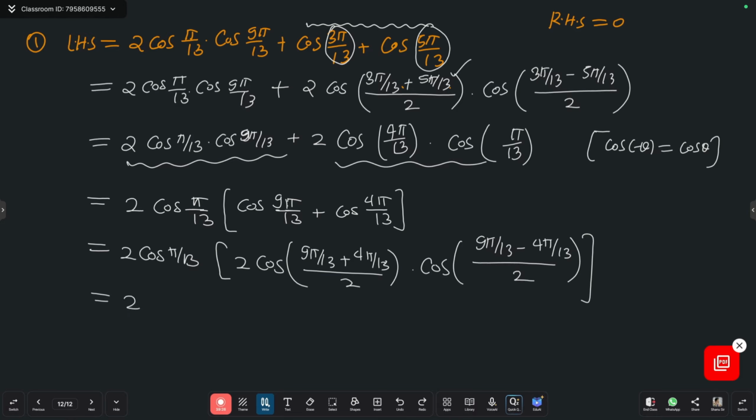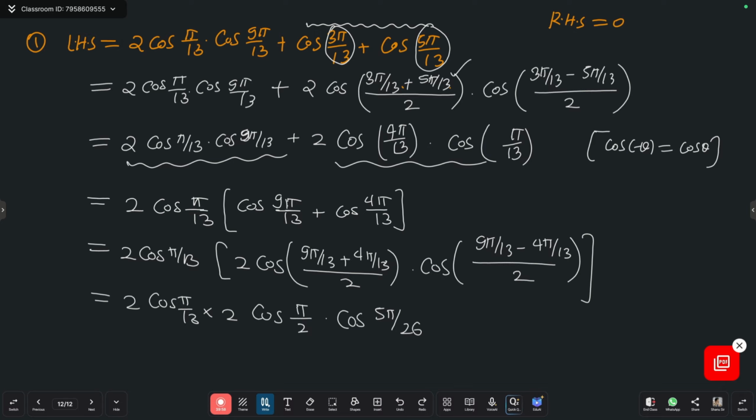Now 2 cos pi by 13 into 2 cos pi by 2. How pi by 2? Because 9 pi plus 4 pi is 13 pi, and 13 pi by 13 is only pi, upon 2, so pi by 2. And for the other term, 9 minus 4 is 5, so 5 pi by 26, because 13 into 2 is 26.